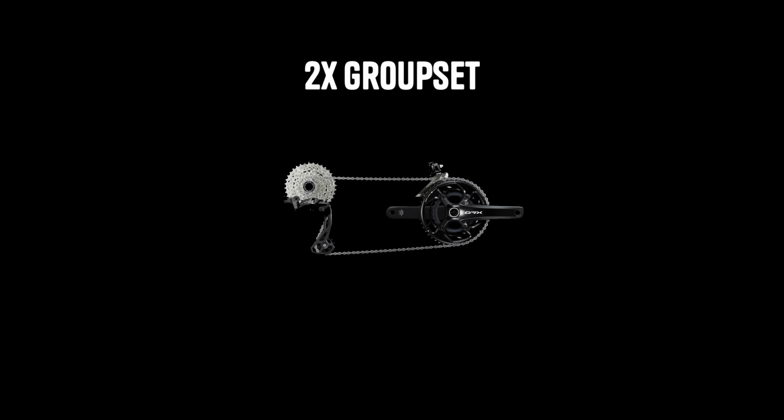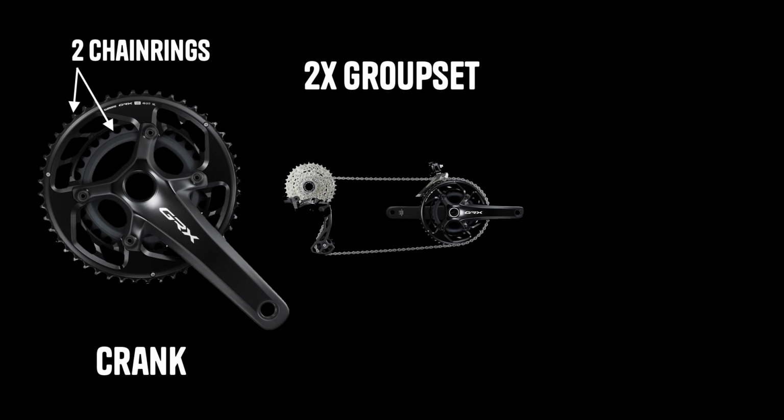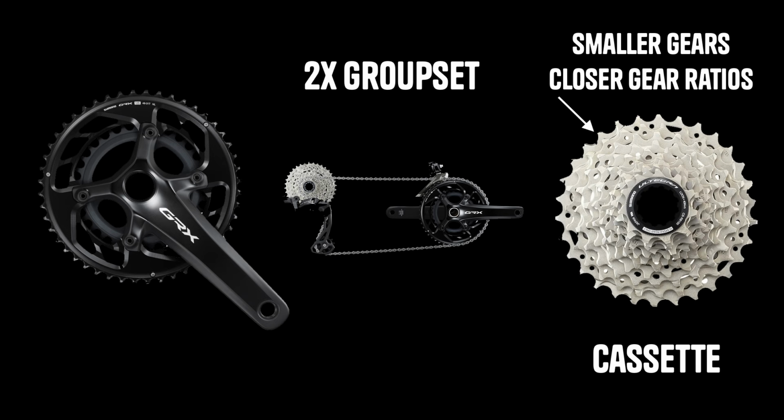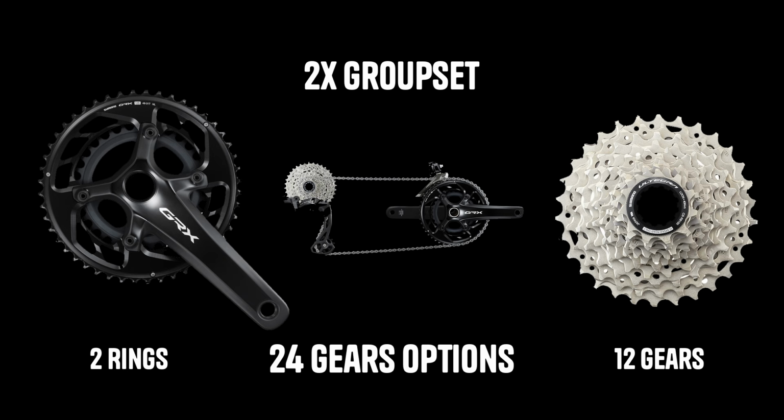This is a 2x group set. The main reason it's called a 2x group set is because it has 2 chain rings up front on the crank. You're also going to notice that the gears in the back, the cassette, has smaller gears and they have closer gear ratios. Because you have 2 rings up front and 12 gears in the back, you have a total of 24 gear options for a 2x group set.